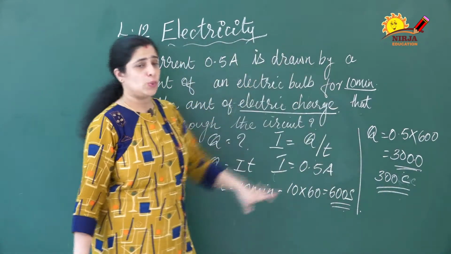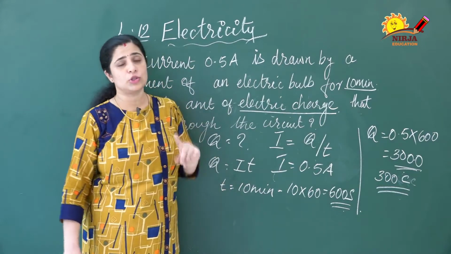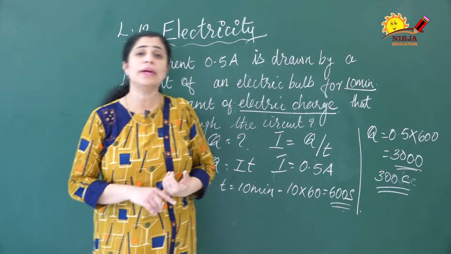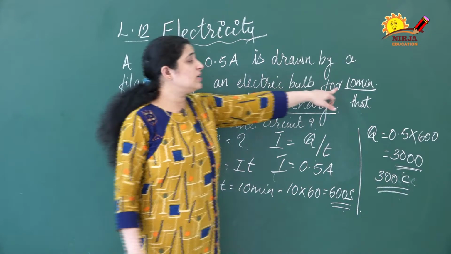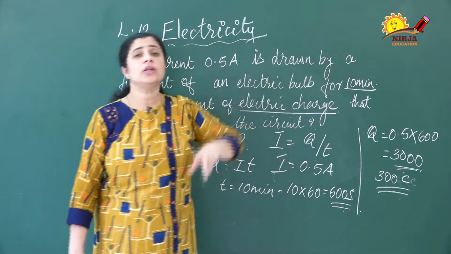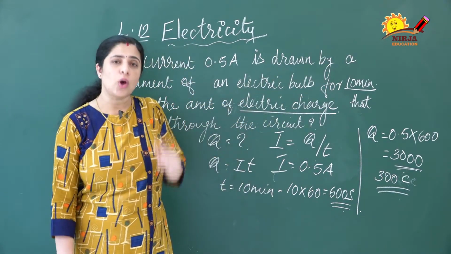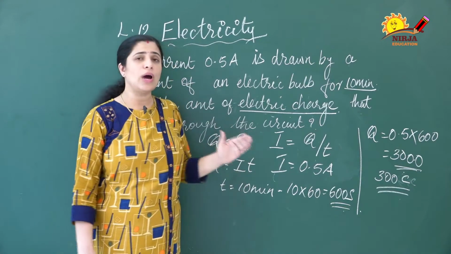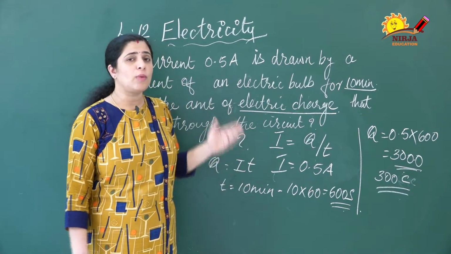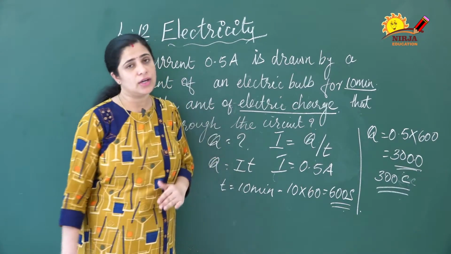So this way you have to solve the problem. You should be careful that the unit should be SI unit. Here T is 10 minutes, that you should convert, otherwise you will get the wrong answer. So this is how you have to solve the problem that is related to electric current.